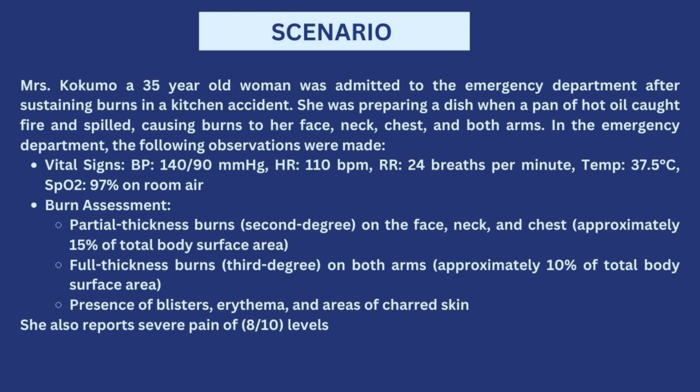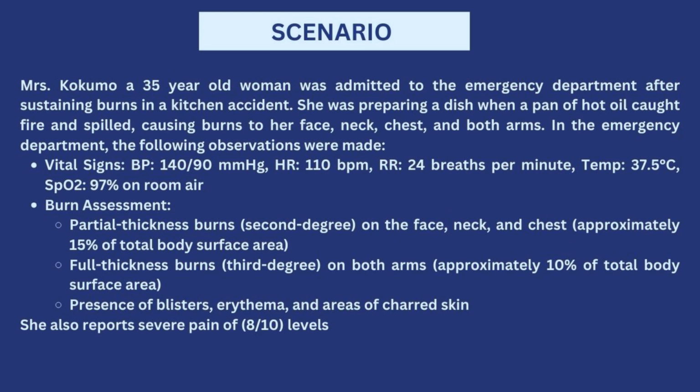Then the burns assessment says that there's a partial thickness burn, second degree, on the face, the neck, and the chest, which is approximately 15% of the total body surface area. There's also a full thickness burn, which is a third degree burn, on both arms, which is approximately 10% of the total body surface area. There is also the presence of blisters, erythema, and areas of tough skin around her body. She also reports severe pain of 8/10.